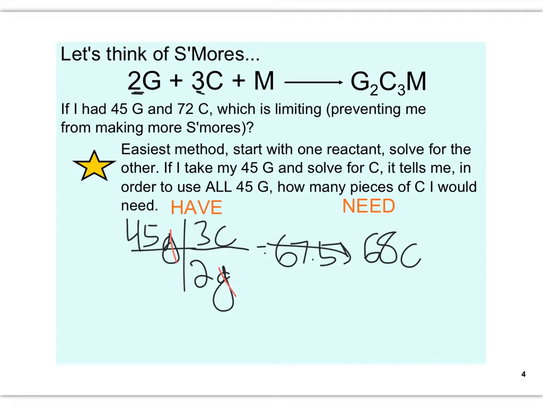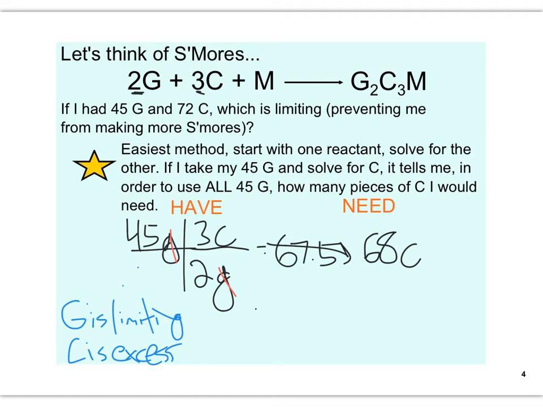Well, guess what? Earlier in the problem, we said we have 72 pieces of chocolate. We only need 68. So what that tells us is that graham cracker is what's holding us back. Graham crackers are limiting, and that we're actually going to have chocolate in excess. Because in order to use up all of my graham cracker, I only needed 68 pieces of chocolate, but I have 72.